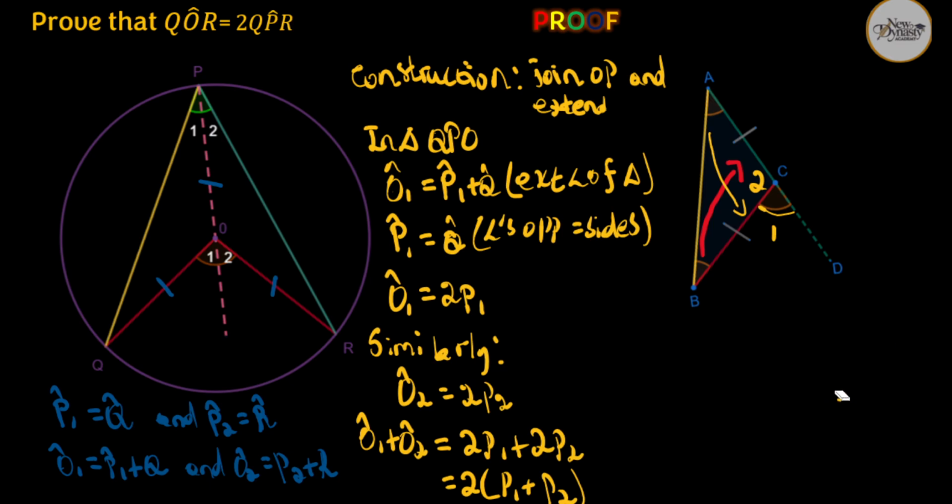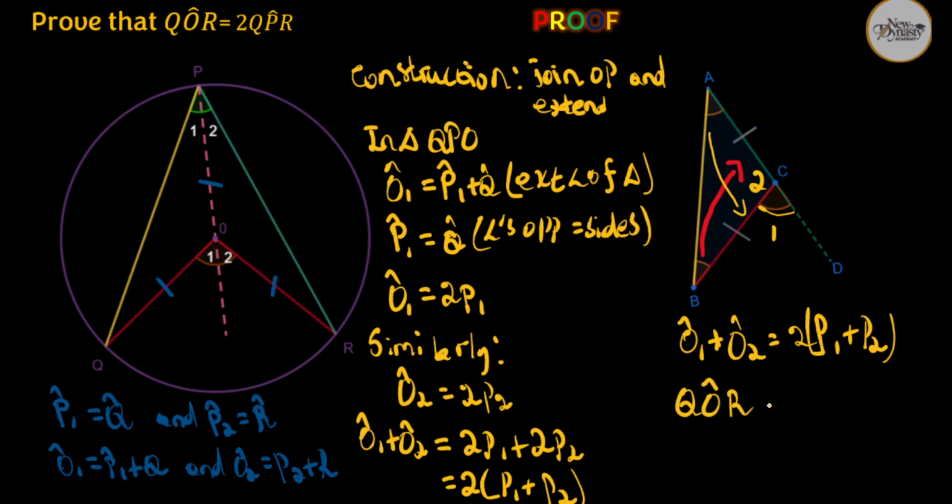Now I'm erasing here because I want space to continue writing on the other side. So let me rewrite this. We said that O1 plus O2 is equal to 2 into P1 plus P2. I want to continue from here. But O1 plus O2 is basically this angle QOR. So that is angle QOR equals twice P1 plus P2.